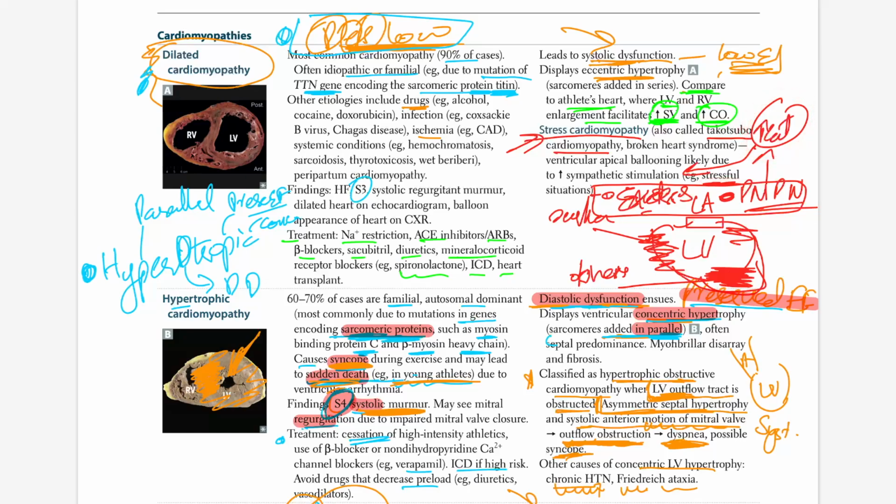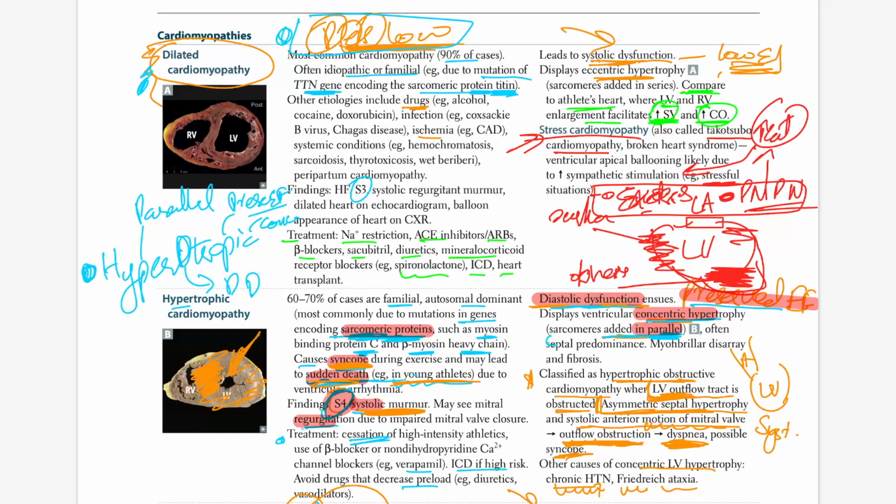In which any stress, exercise is also a stress. Postmenopausal woman is also a stress. Any stressful condition, you increase catecholamine, that causes increase in sympathetic stimulation, that causes hyperkinesis of the left ventricle, but hypokinesis of the apex of the heart of the left ventricle.